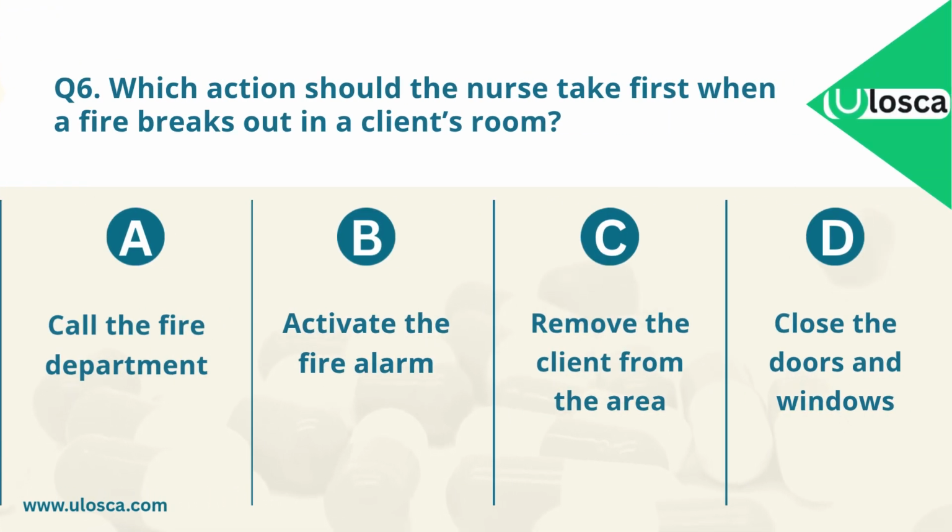Question 6. Which action should the nurse take first when a fire breaks out in a client's room? A. Call the fire department. B. Activate the fire alarm. C. Remove the client from the area. D. Close the doors and windows. Which one is the correct answer?